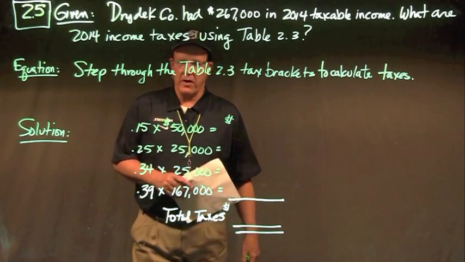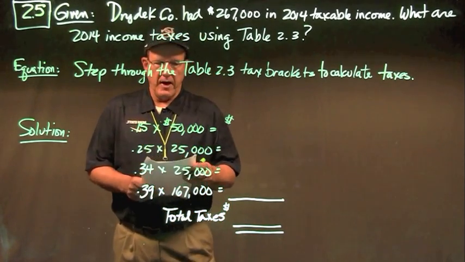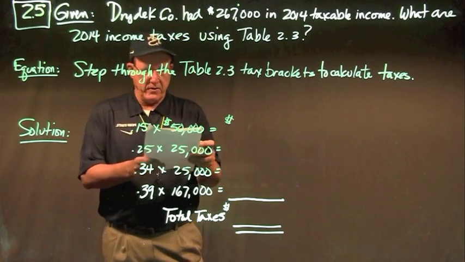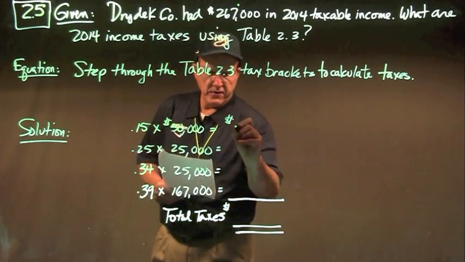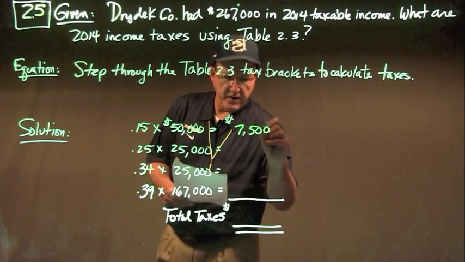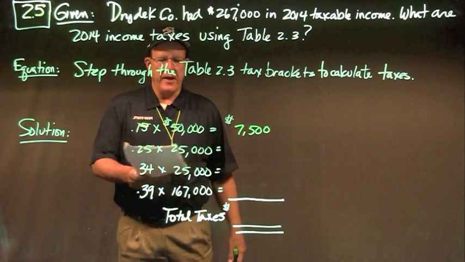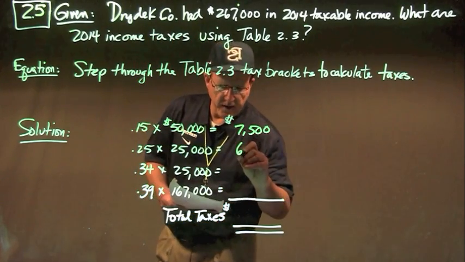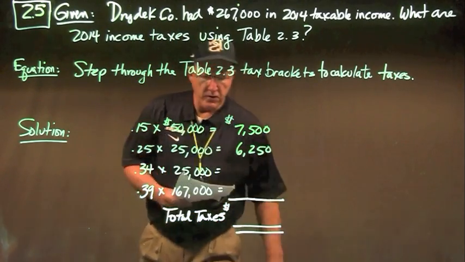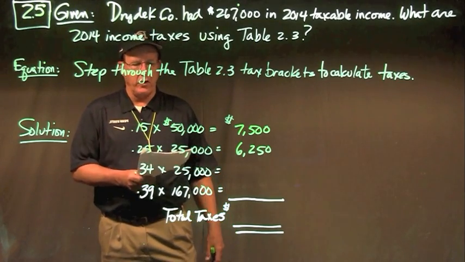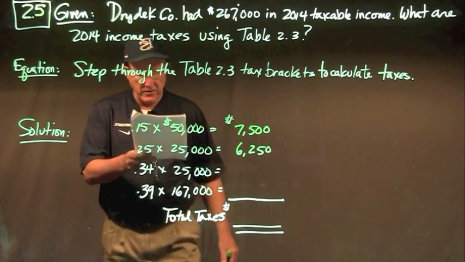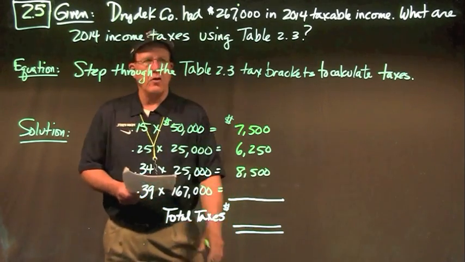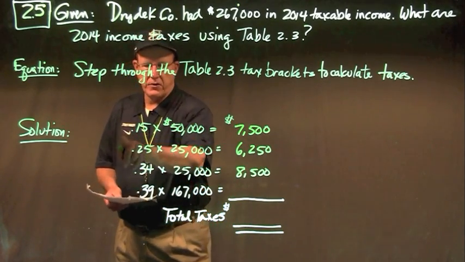So let's do that. On the first 50,000 of the 267, we're going to tax at 15%, because that's what the table says. That gives us $7,500 in taxes on the first 50K. The next 25K is taxed at 25%. That gives us taxes of $6,250. On the next 25, we're going to get taxed at 34%. That gives us taxes of $8,500.